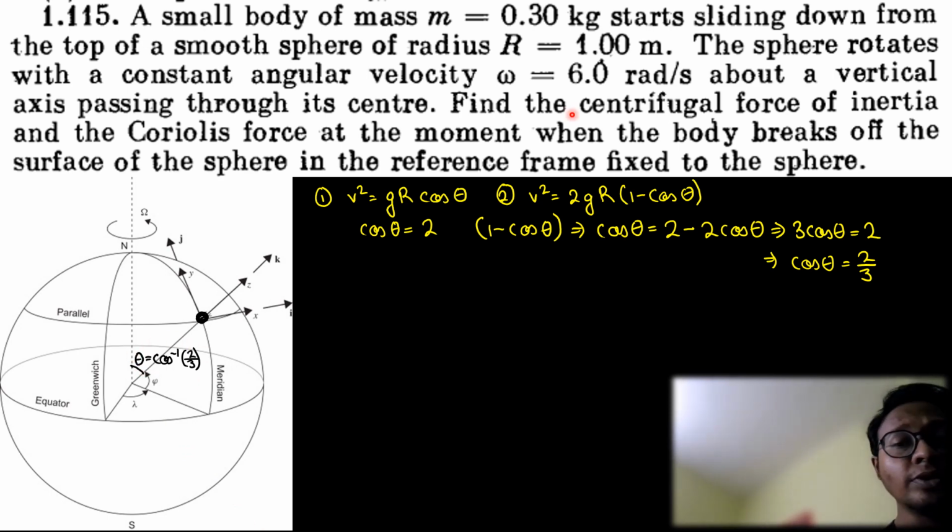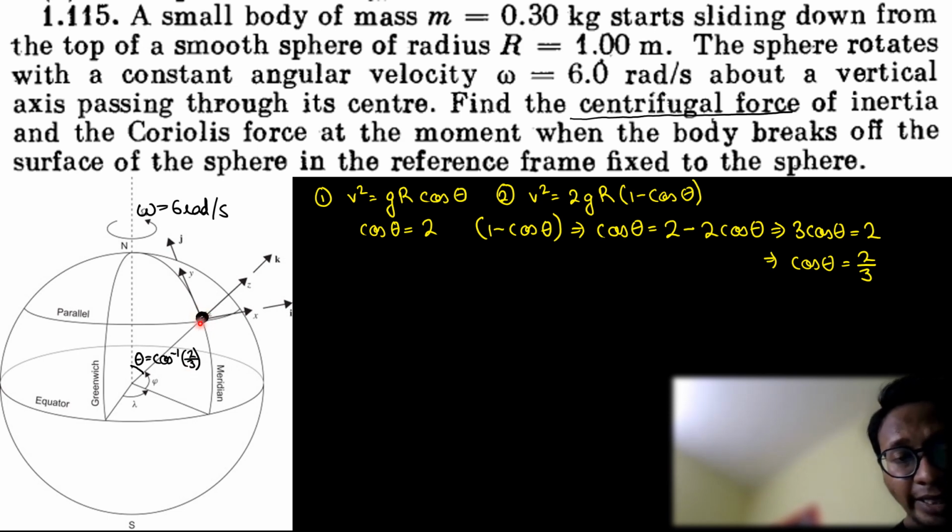Now what we need to do is find out the centrifugal force. See, this sphere is rotating with angular velocity 6 radians per second. So this ball will experience a centrifugal force, and centrifugal force is a pseudo force which will only depend upon the omega, or angular velocity, of the sphere. It does not depend upon the velocity of this ball.